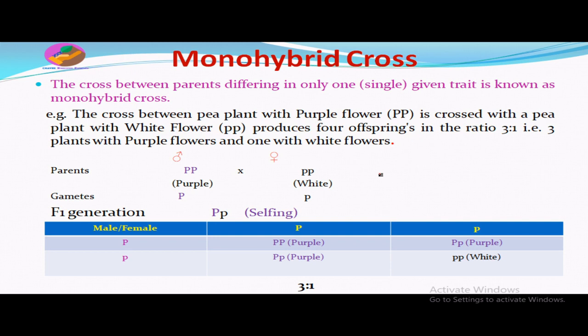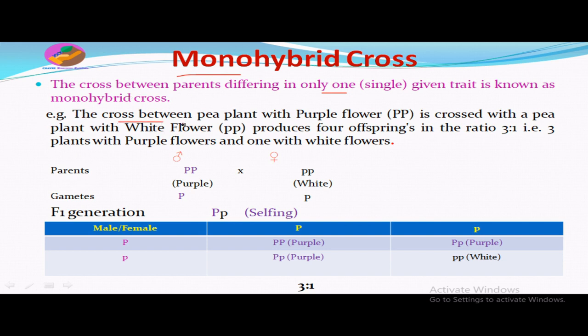Let us start with monohybrid cross, the cross between parents differing in only one single given trait. It is known as monohybrid cross. Mono means one, so when only one character is considered for the cross, it is called a monohybrid cross. It will be more clear with this example.